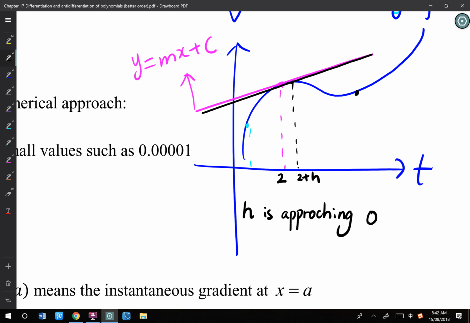So what is approaching? I can use h equals 0.1 to work out the average rate of change between those 2 points. I can use h equals 0.01 to work out the average rate of change, like the black line's gradient. I can use h equals 0.0001 to work out the gradient. So I can observe the 3 gradients I have, and I reduce the h further, make it 0.00001. I can see a trend. The gradient of the black line is increasing or decreasing to which value?